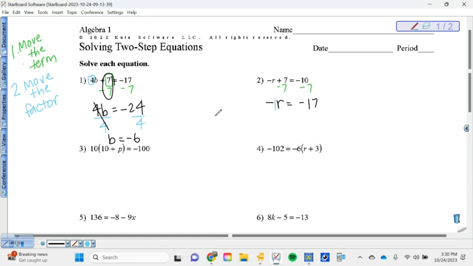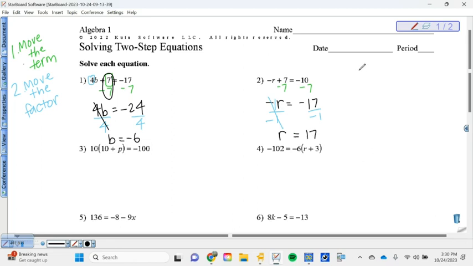So now how am I going to get rid of this factor of negative 1? You could technically multiply, but I need to not add. If I added 1 to both sides, that's not going to get me there. I got to divide by negative 1, or I could multiply really, but if I divide both sides by negative 1, those cancel out. So now I have positive r equals a positive 17.